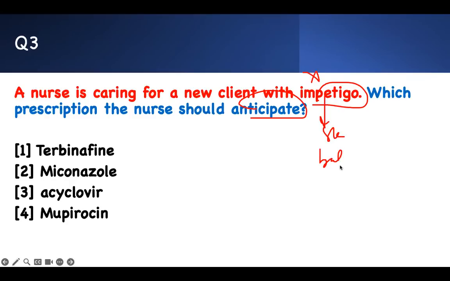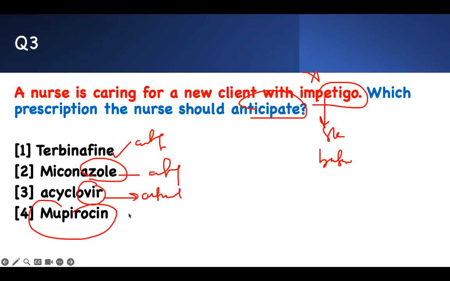It's usually bacteria, right? Therefore, Terbinafine is antifungal. You see, it's all antifungal. Viral, what? Antiviral. And this is antibiotic. So I'm picking it. This is what we use. Even if you don't know the problem, you say, oh, this is an antibacterial infection. I'm not picking anything that is not bacteria. So I eliminate them and I'm left with this one.